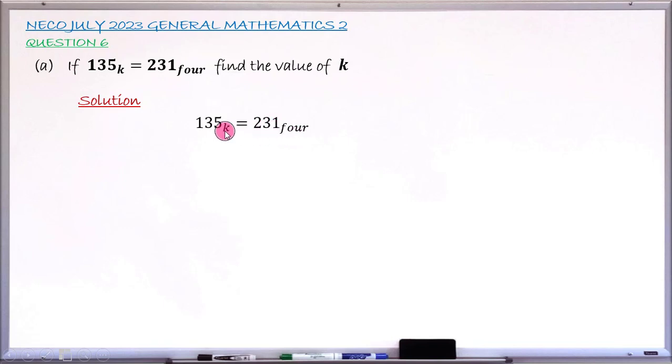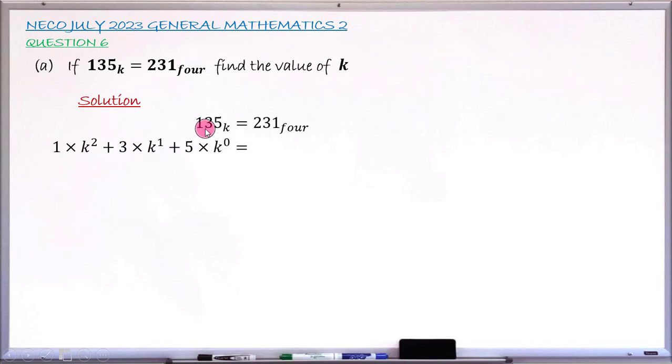So to find this k, that is the base of this first number, you need to convert all the numbers from those different bases to base 10. Then you solve the resulting equation. The left-hand side, 135 base k, converting it to base 10, you now have 1 times k raised to the power of 2, plus the second digit, which is 3, multiplied by k raised to the power of 1, plus the last digit, which is 5, multiplied by k raised to the power of 0.